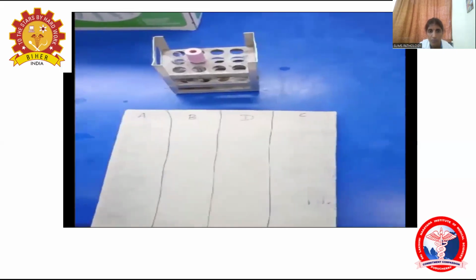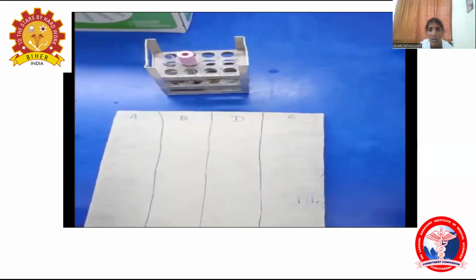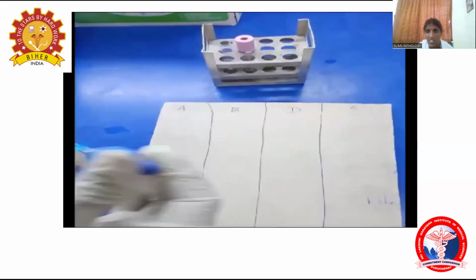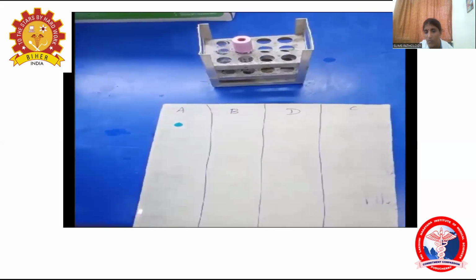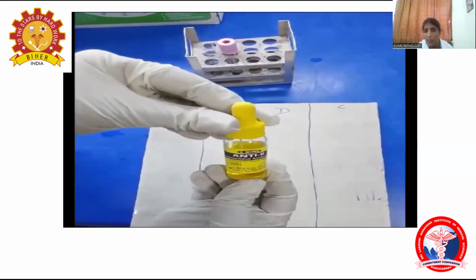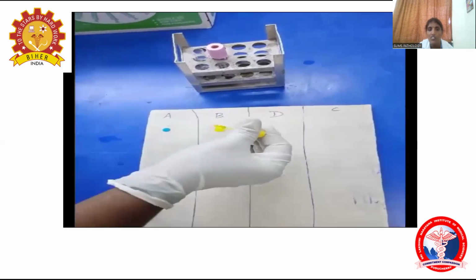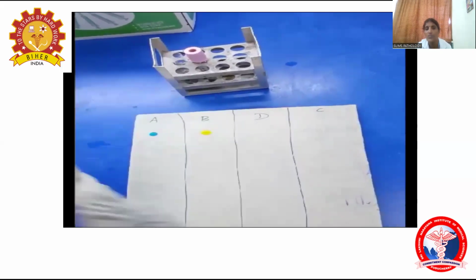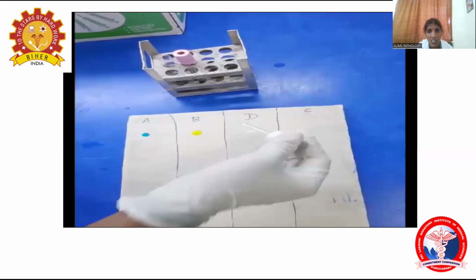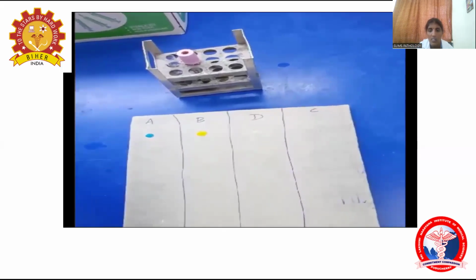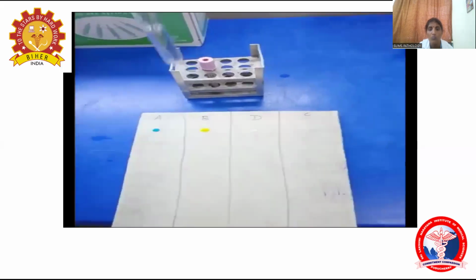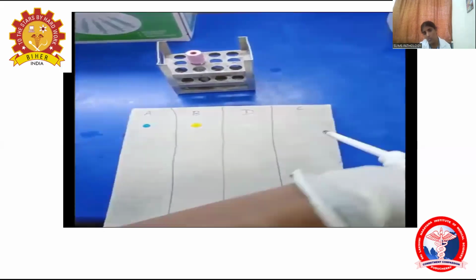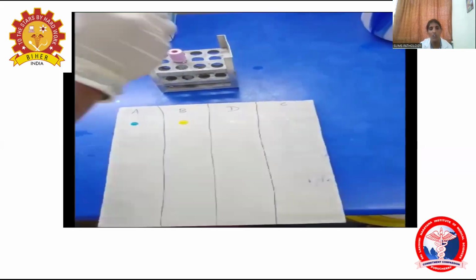Now what are you going to do? Step 2, which you are seeing now: she's going to add anti-A antisera, which is blue in color. You can notice she's adding one drop. Anti-B, which is yellow in color, she's again adding one drop. And anti-D, which is colorless, she's adding another drop. Then finally, the control is with the help of normal saline, which she is carrying in a test tube. We are not showing the entire saline here.